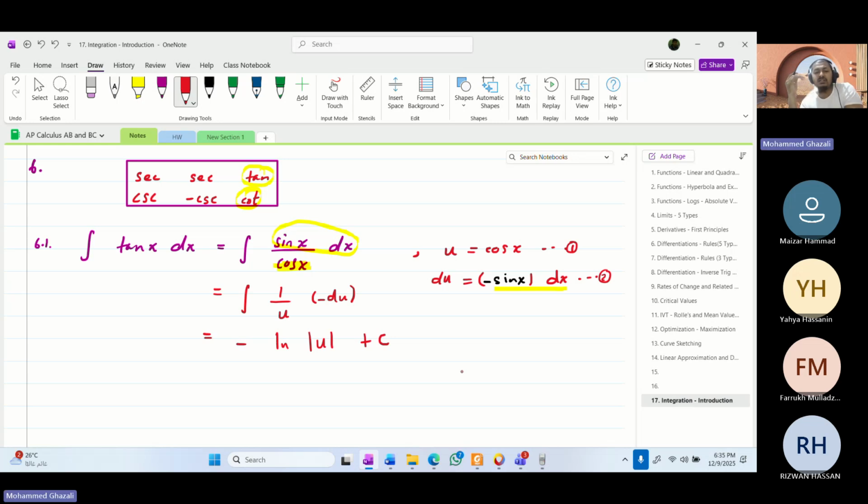Try to grasp all this knowledge now. Should we put cos x instead of u? Yes, absolute value of cos x. You have to.